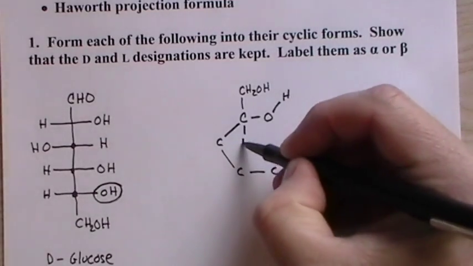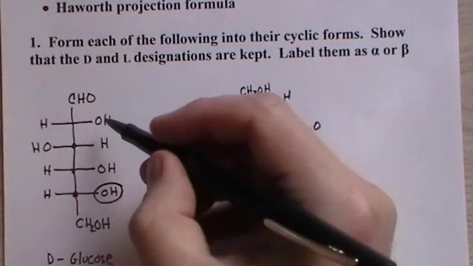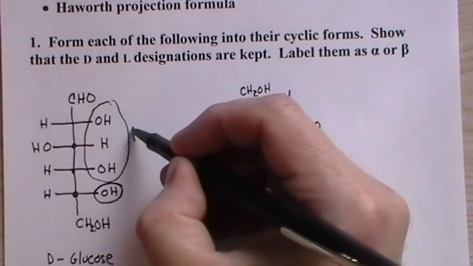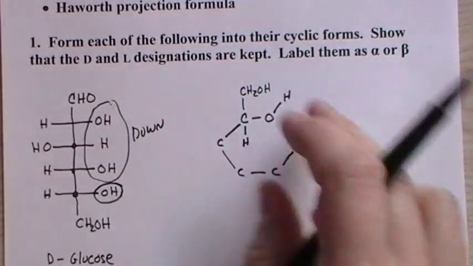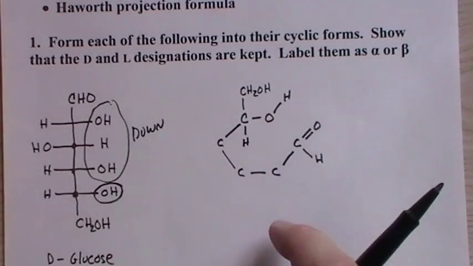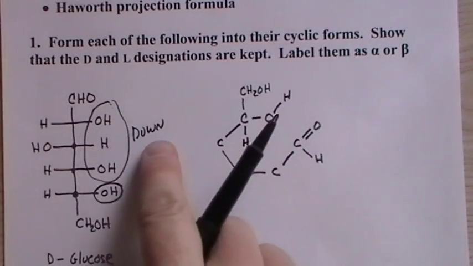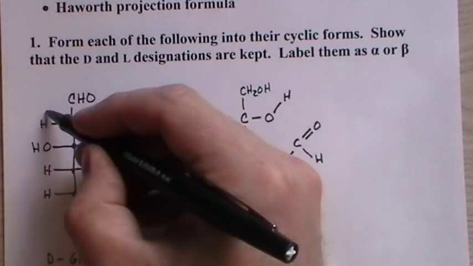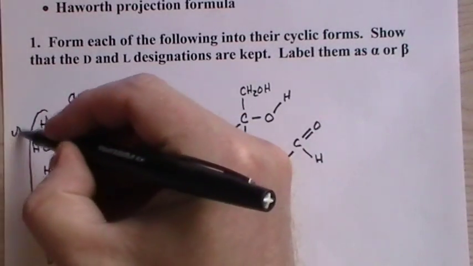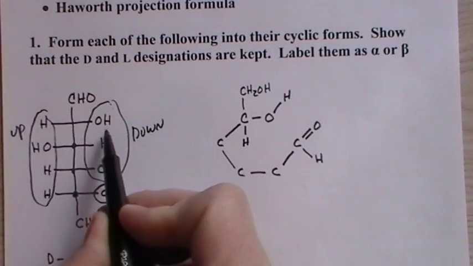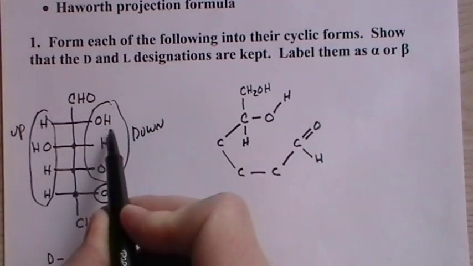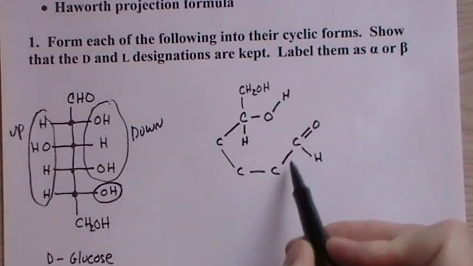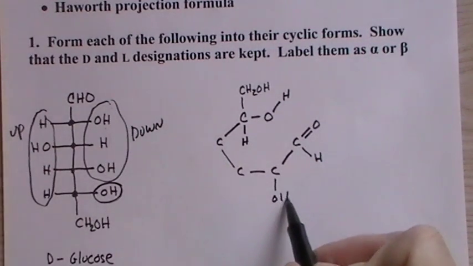Now, where do those OH groups go? Anything on this side goes down in the ring. Remember, the ring is going to lock these substituents into place. So the ones on the right go down, the ones on the left go up. Usually we just worry about the OH group, and a lot of times they only draw the OH group. So this OH group here on the carbon next to the aldehyde group goes down.